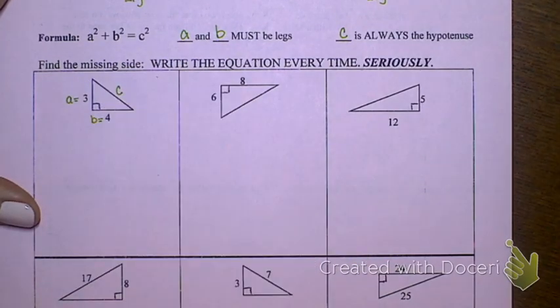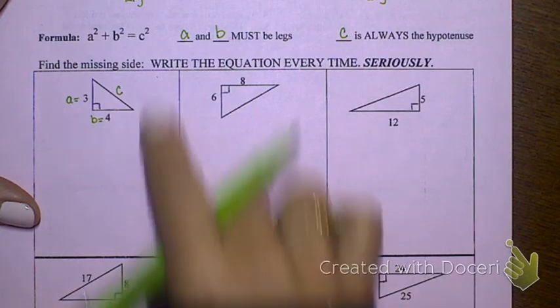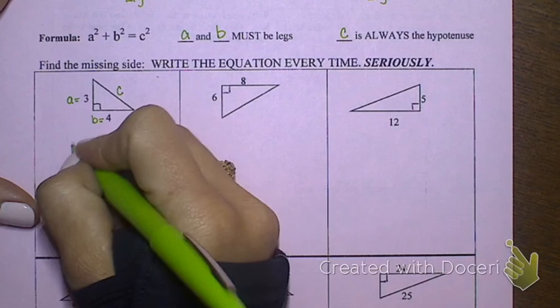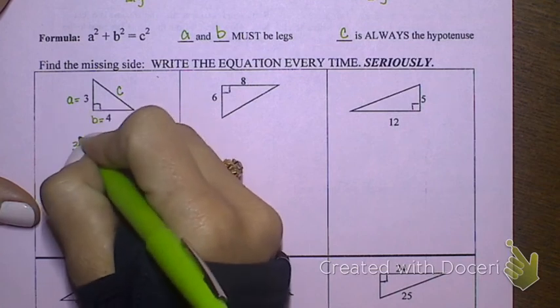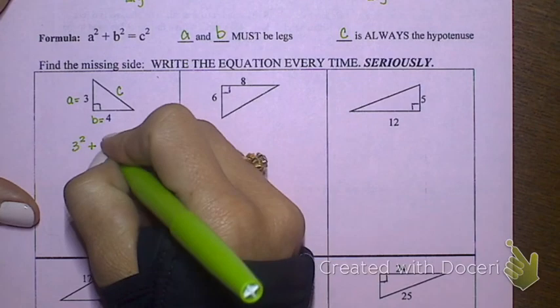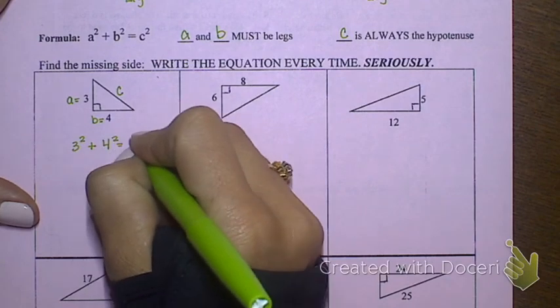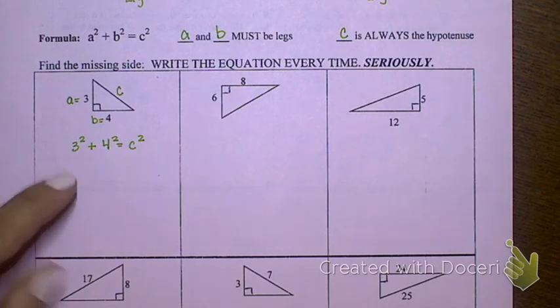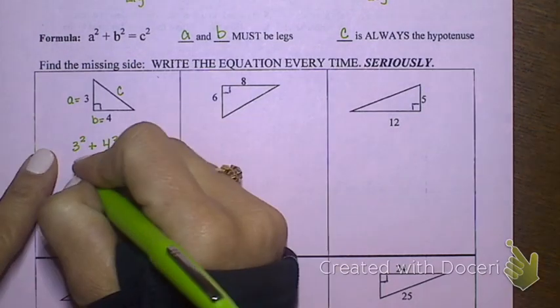Now we're going to plug these things into our formula and solve for the missing side, because it's asking us to find the missing side. So we're going to do A squared, A is 3, so 3 squared, plus B squared, B is 4, equals C squared. Now we're just going to evaluate this and then try to solve for C. So what's 3 squared? What's 4 squared?